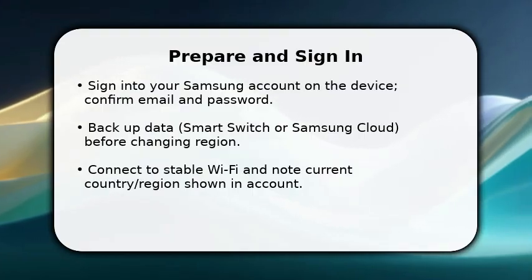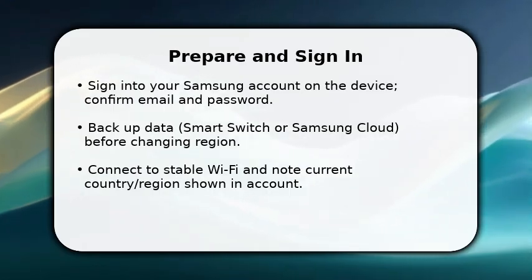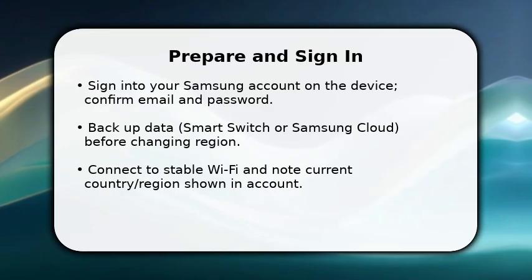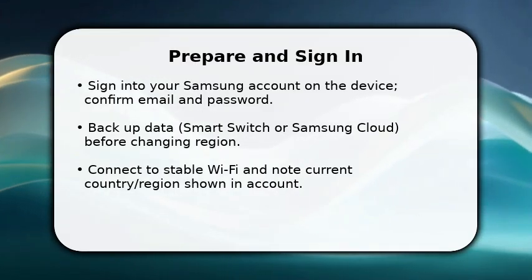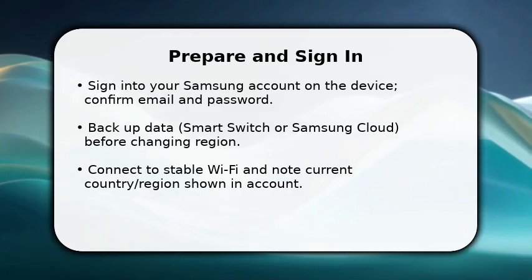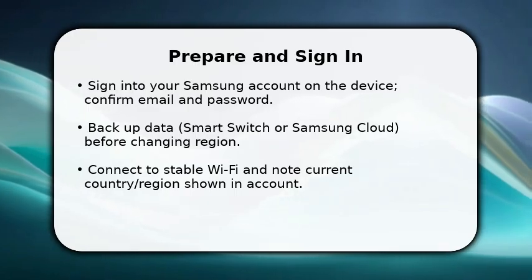You'll start by making sure you're signed into the Samsung account that's linked to the phone. Back up your apps and data using Smart Switch or Samsung Cloud so nothing is lost during the change. Once done, connect to a reliable Wi-Fi network and open settings, then accounts and backup. Make sure you can view the Samsung account profile.